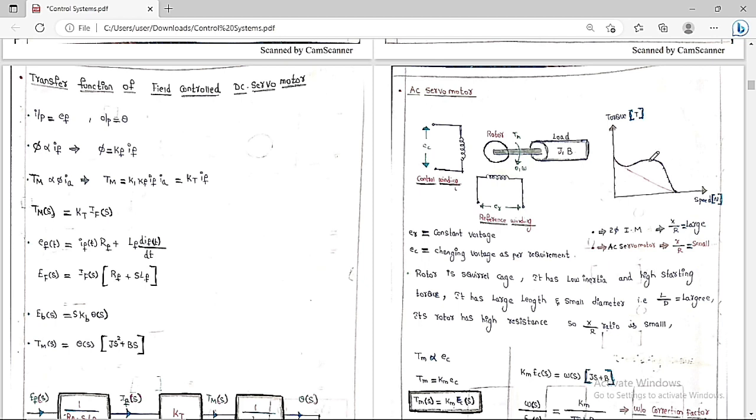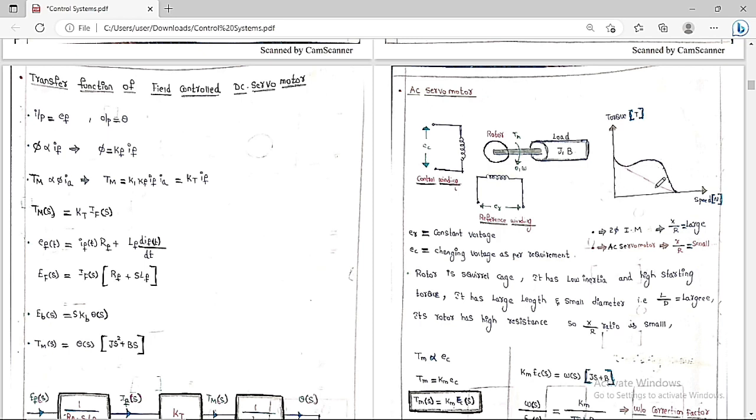This is the graph of the torque speed characteristics of the two-phase induction motor, whereas this is the graph of the torque speed characteristics of the AC servo motor. You can see this blue one is the graph of the two-phase induction motor. For this two-phase induction motor, the X by R ratio is always larger. A shortcut to remember is that it has a bigger size. So the X by R ratio is also very large.